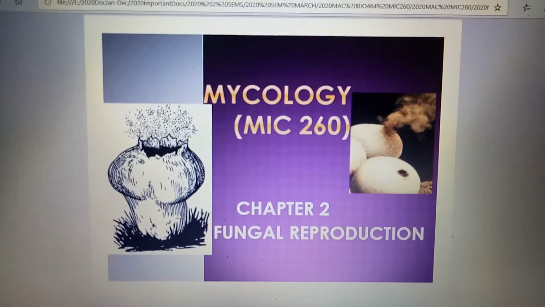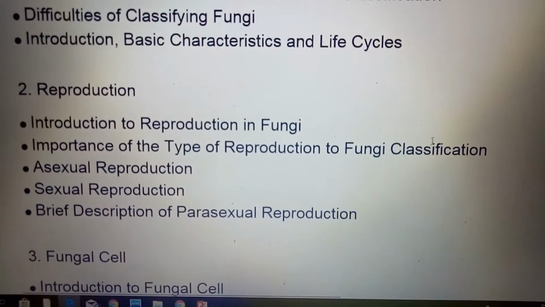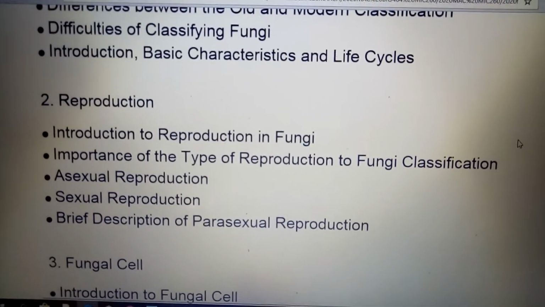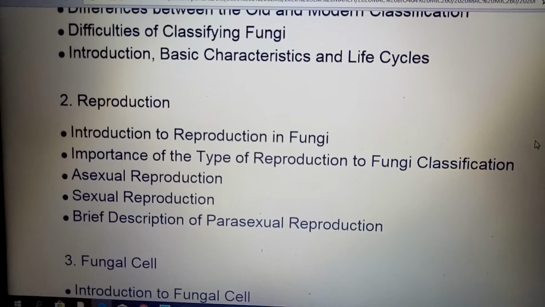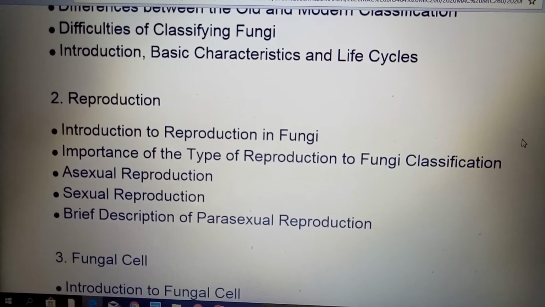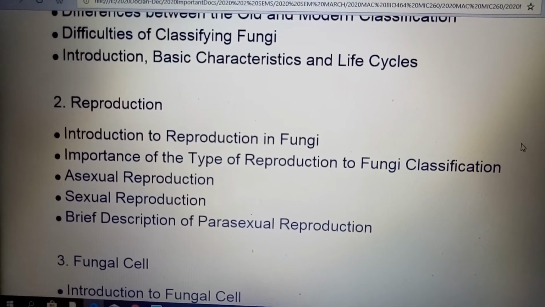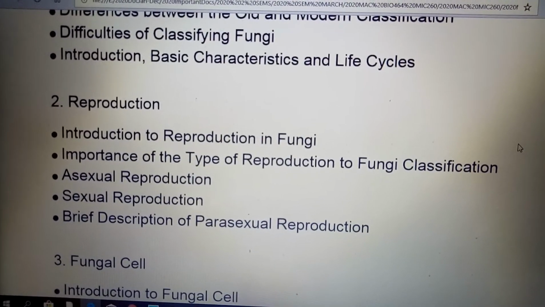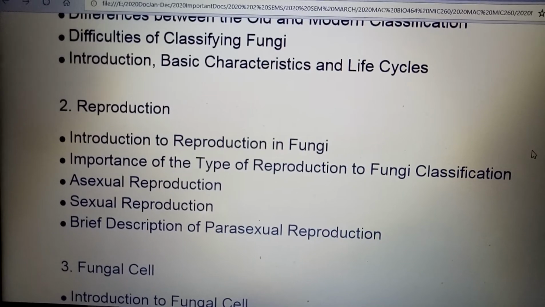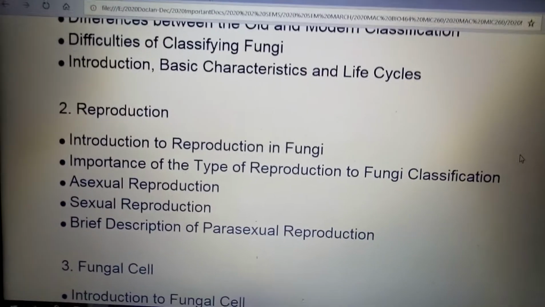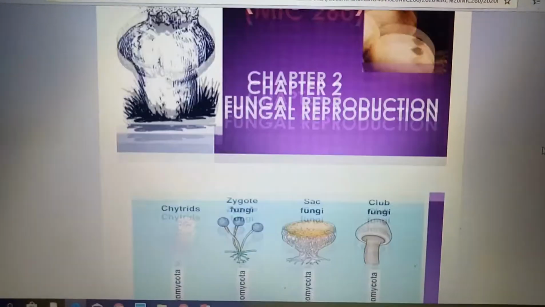After finishing this lesson, chapter number 2, you should be able to understand the reproduction in fungi, and you should be able to know the importance of the type of reproduction to fungi classification. You should be able to understand asexual reproduction and sexual reproduction in fungi, and also you should be able to describe parasexual reproduction. So that's all about OBE, or outcome-based education, after finishing this chapter.